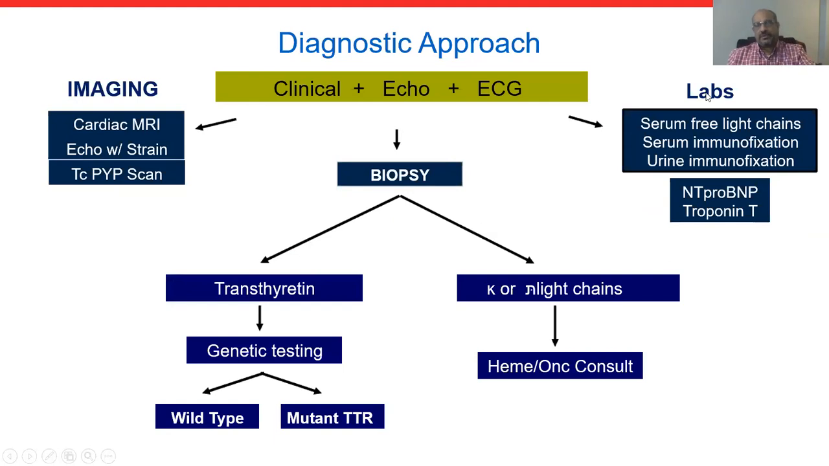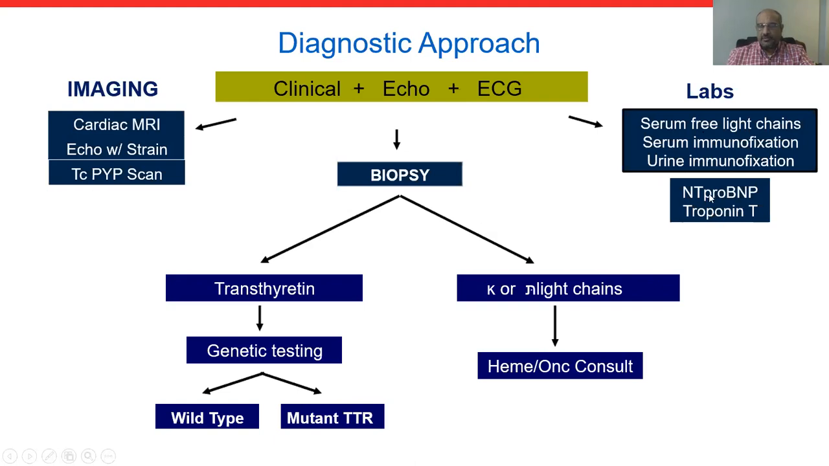So how to approach the diagnosis? First, clinical. Clinical is the most important: heart failure, echo and ECG, or ECG and echo, and then imaging. Imaging usually cardiac MRI, echo with a strain, and a nuclear study called the technetium pyrophosphate scan for both the bone and the heart. For the labs, we do the serum free light chains, serum immunofixations, urine immunofixations.